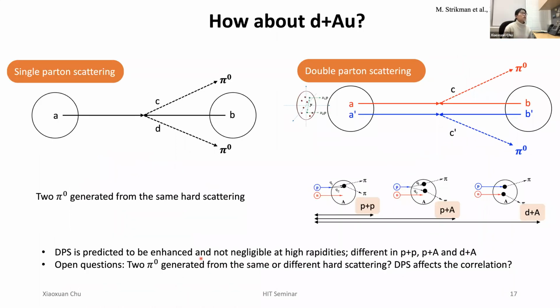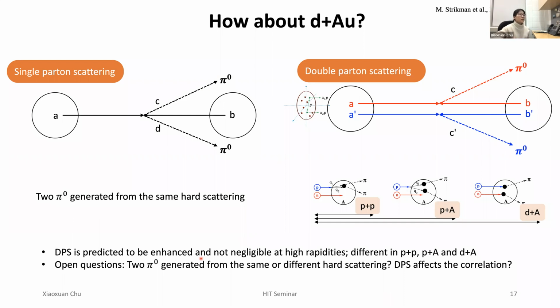Okay, then I want to talk about the new results we have for d-gold. Actually, d-gold has been measured before, more than 10 years ago by the PHENIX experiment. The reason we want to revisit this measurement at STAR is that theory pointed out there would be a possibility of double parton interactions.